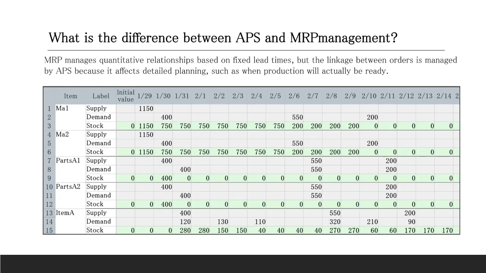It is difficult to understand the actual operational results just by looking at the auto-replenished orders. So next, I will show you how to check using the PSI table. Difference between APS and MRP management. MRP manages quantitative relationships based on fixed lead times. APS manages the linkages and ties between orders one by one based on exactly when they can be produced.